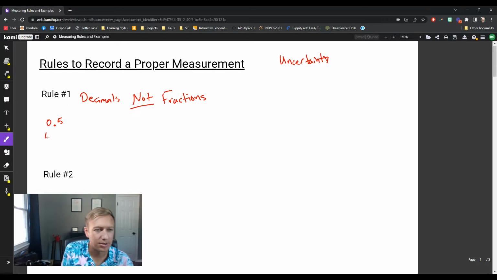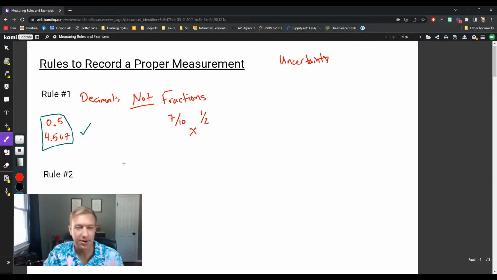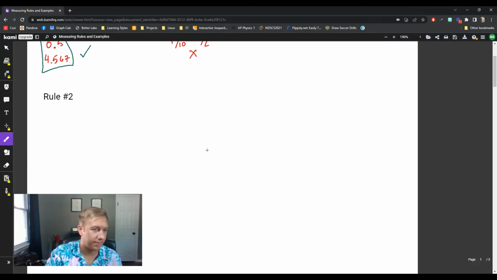Goodness, I cannot write. There we go. Let's try that again. 4.567 is a decimal. Fractions would be things like 7/10, 1/2. These we don't want. These we do want. We do want decimals, not fractions. All right, so fairly straightforward. It might be a little bit different than ways that you have done in the past, but it's going to tie into the way that we use our ruler, and I'll talk a little bit more about that when we get down there. Rule number 2 for us here.